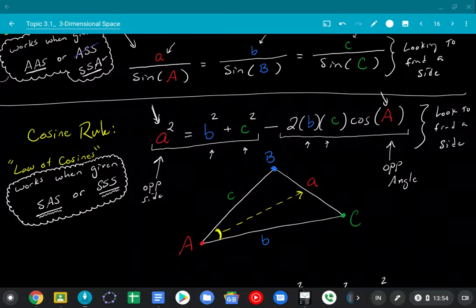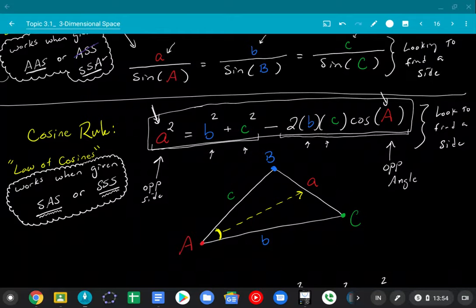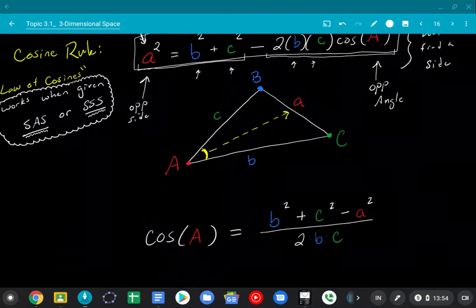Now, I generally only memorize this one version, and this is it. I usually only memorize this version and I'm done. From year to year as a math teacher, if I got that down, I got no problem. However, some students find it difficult to solve for the angle.